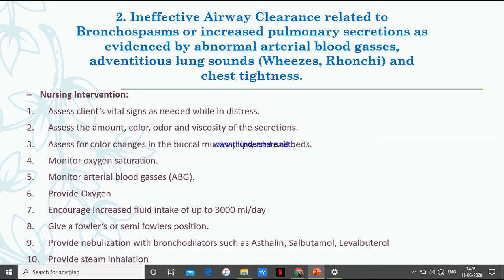Then, because they are having difficulty in breathing, we give Fowler's position or semi-Fowler's position. Then provide nebulization with bronchodilators such as ipratropium, salbutamol and levalbuterol. Bronchodilators dilate the bronchioles because there is spasm. Bronchospasm is present, and because of that, patients are having chest tightness. So we can give nebulization, and also some steam inhalation that will provide relief and comfort to the patient.